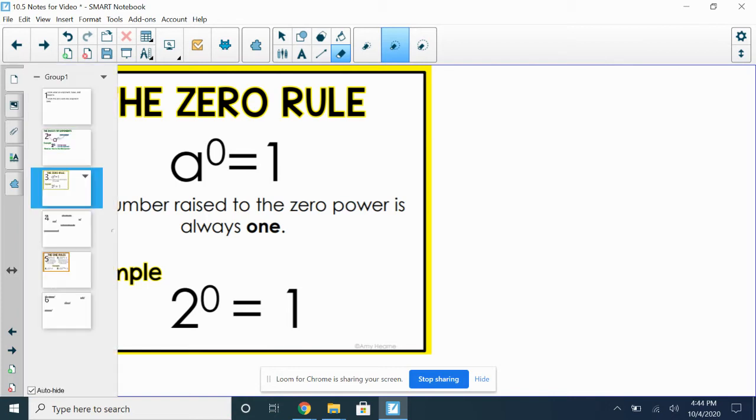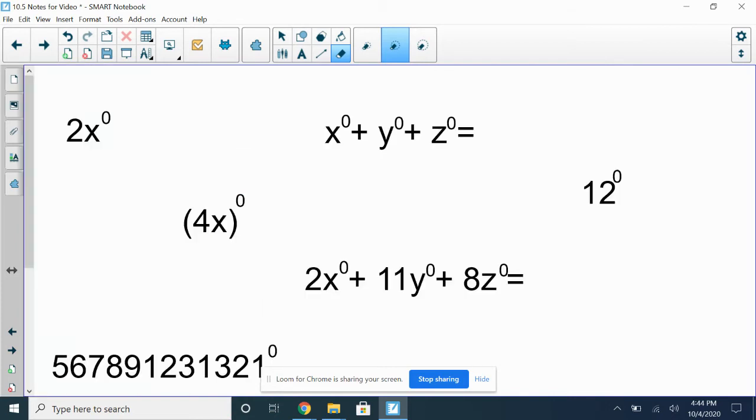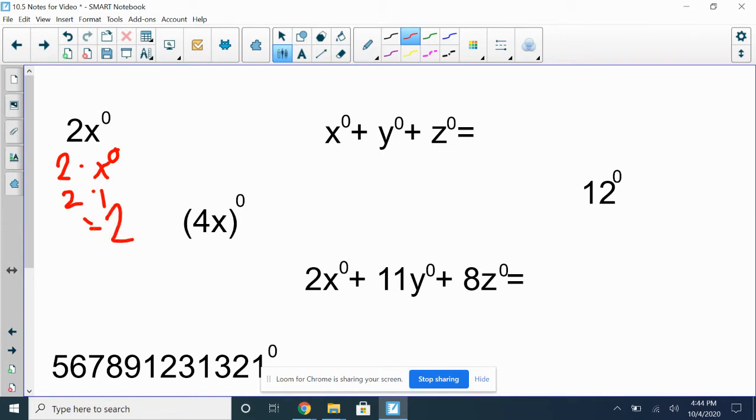So let's look at some examples. My first example, I have 2 times x to the 0. What that tells me is that I have 2 times x to the 0 power. I don't know what x is, but I know anything to the power of 0, this could be anything, but because it's to the power of 0, is 1. So I'm left with 2 times 1. Well, 2 times 1 is 2.